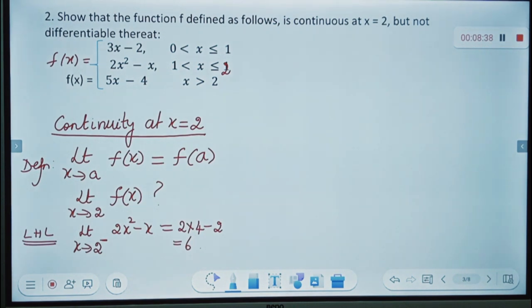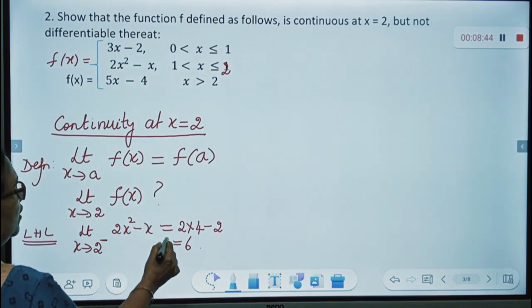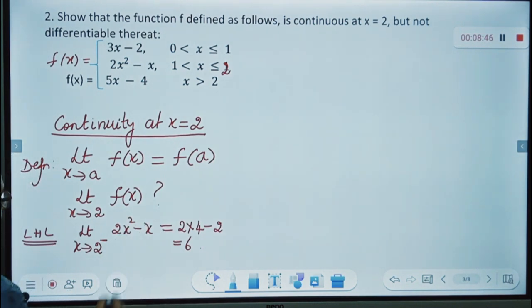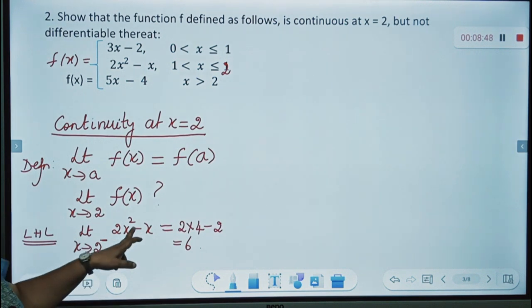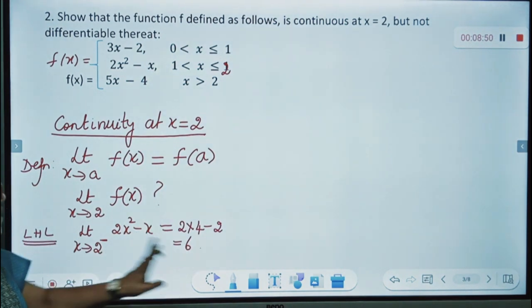2x square minus x. We are looking at x tending to 2. So when x tends to 2, what is the value? 2 into 2 square, which is 8, minus 2, which is 6.